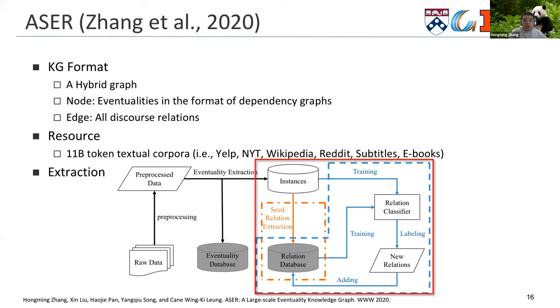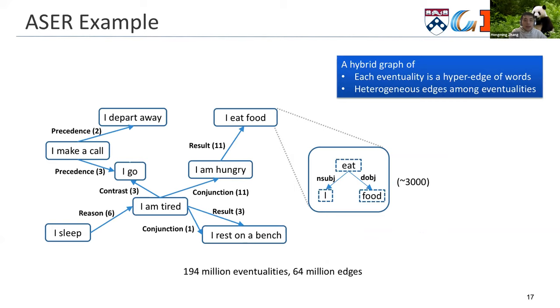So as a result, they created ASER. As you can see from this example, it is essentially a hybrid graph. Each node in ASER is a hyperedge of words that describes an eventuality, basically a state or an event. And there exist heterogeneous edges among the eventualities, the discourse relations. So current ASER contains 194 million eventualities and 64 million edges.